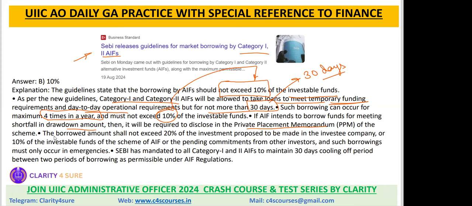Next, the borrowed amount shall not exceed 20% of the investment proposed to be made in the investee company, or 10% of the investable funds of the scheme. SEBI has also mandated all category 1 and category 2 AIFs to maintain a 30 day cooling off period between two periods of borrowing. This is again an important fact. These are the facts we need to remember for this SEBI guideline.